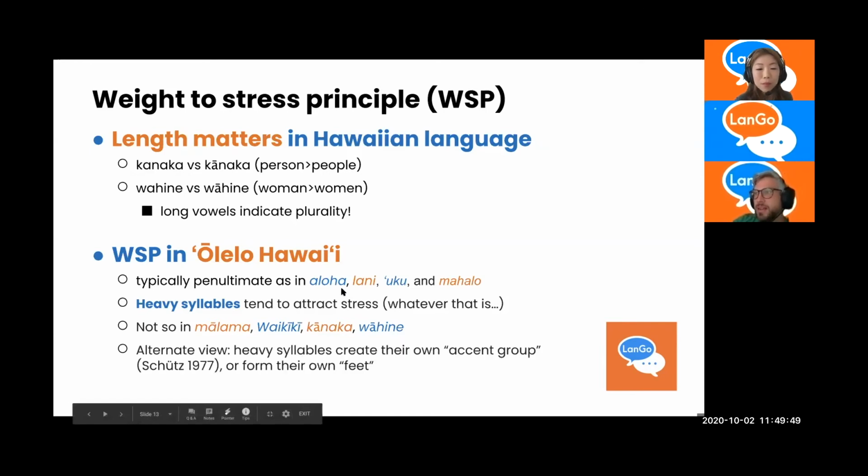I got this from Elbert and Pukui's Grammar of Hawaiian, and they got it from Schütz, 1977, Grammar of Fijian. I included this because Albert Schütz recently passed away, and he was my mentor at Hawaii. So I wanted to give him a small homage. This sort of thing, an accent group, is often called a foot in modern phonology, meaning a rhythmic unit composed of syllables, typically 2 syllables.